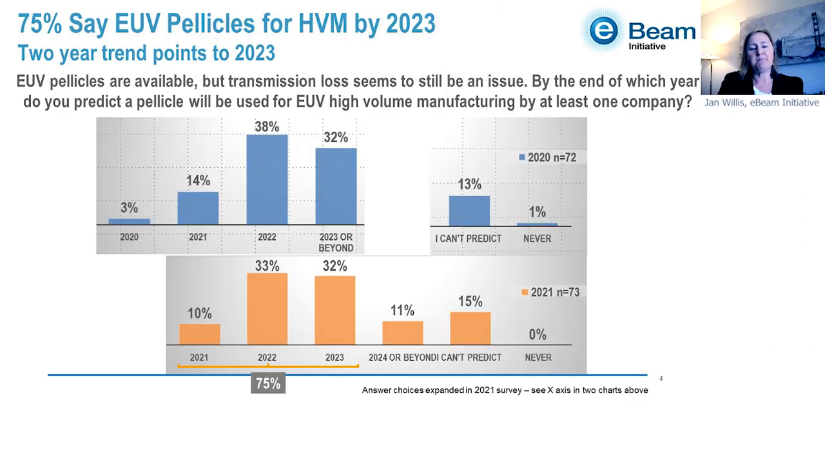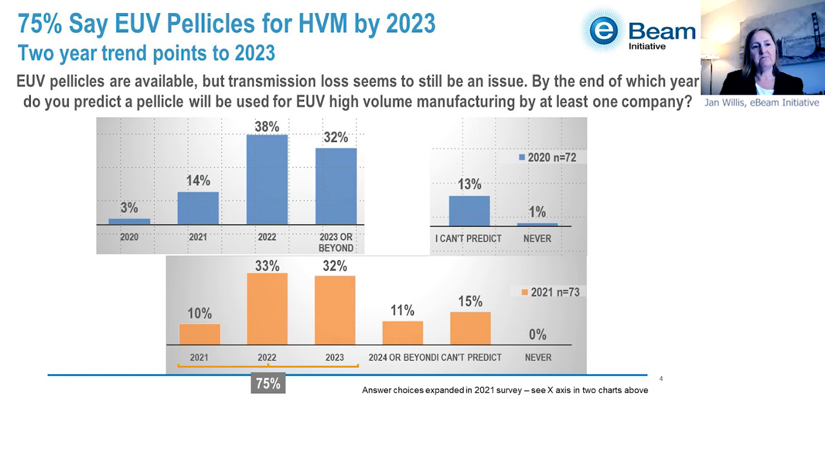Now let's stay on the topic of EUV and look at some of the infrastructure questions. In this repeat question, we found at the bottom in gold that 75% say EUV pellicles for high volume manufacturing will be in use by the year 2023. As we contrast that to the 2020 result, we've actually had to cut the chart so that we can align the answers. What you see quickly is that the 2-year trend is converging on the year of 2023.